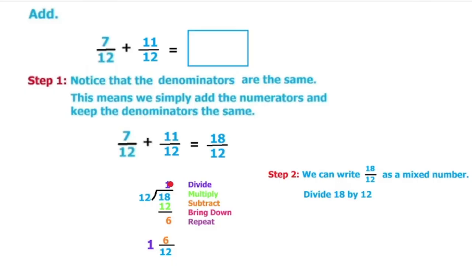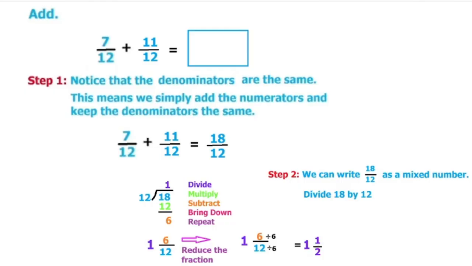That's our answer. But 6/12, we could actually reduce that. So we have to reduce the fraction portion. And to do that, we know that 6 and 12 can both be divided by 6. So we would divide both the top and bottom by 6 to reduce the fraction. So that would be 1 and 1/2. So that's the final answer.